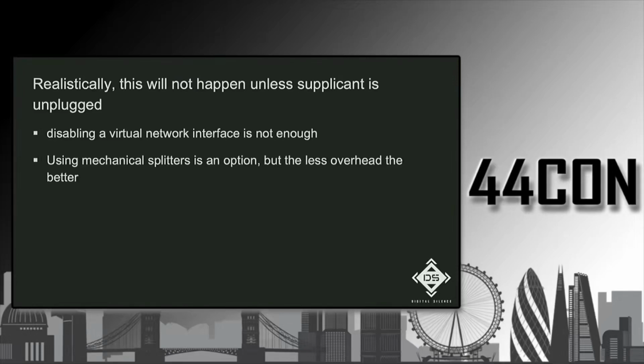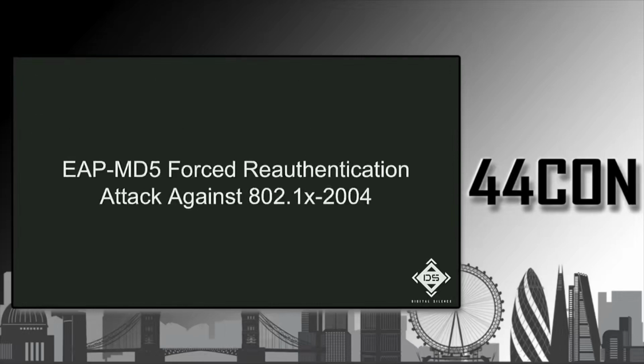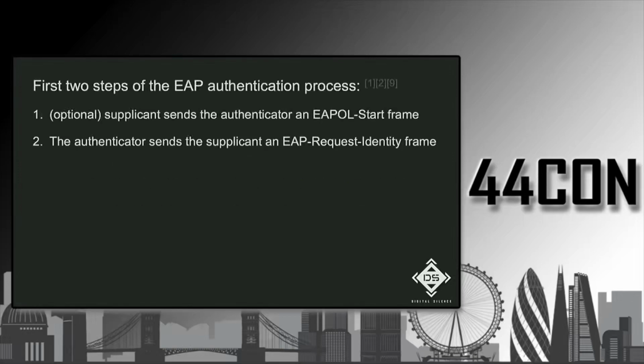But the less overhead, the better. So the alternative is to use something I've dubbed the forced re-authentication attack, in which we know, as we talked about earlier, the first two steps of the EAP authentication process are as follows. The supplicant sends the authenticator an EAPOL-Start frame, and then the authenticator responds with an EAP request identity frame.